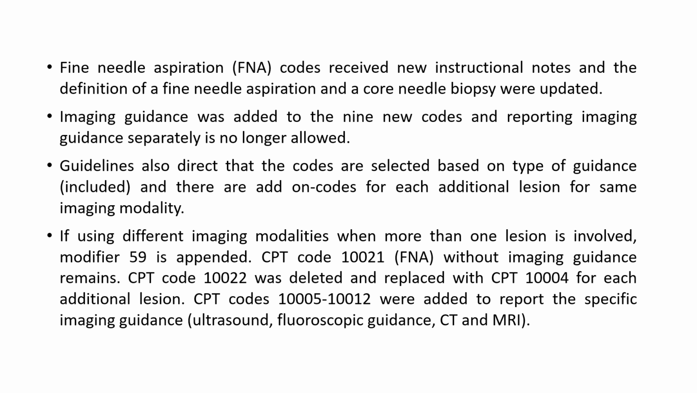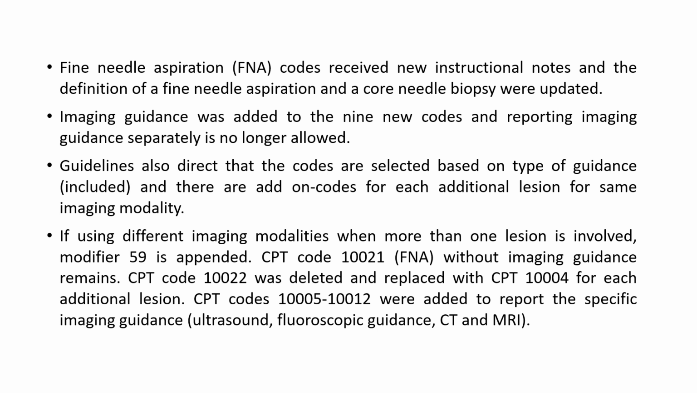If using different imaging modalities when more than one lesion is involved, for example the breast FNA was done by ultrasound and the abdomen FNA was done by fluoroscopic guidance, then because two lesions are involved, modifier 59 is appended. By adding modifier 59 to the code, they can easily understand that these two FNAs were performed on different modalities using different imaging guidance.